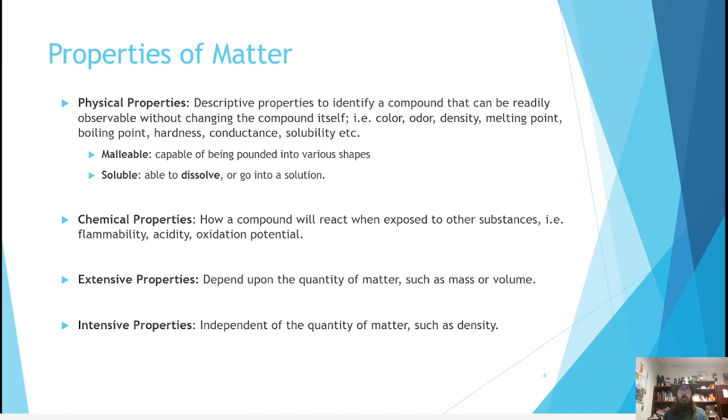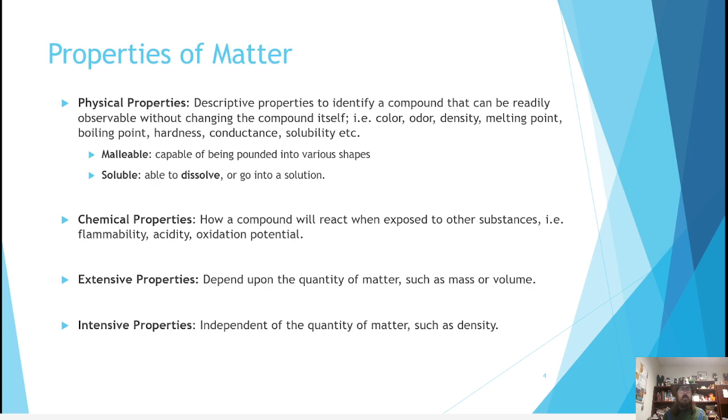Malleable, capable of being pounded into various shapes. So when we hit a metal, it's malleable, it will bend rather than breaking. You hit a sugar cube with a hammer, it's going to shatter. You hit a piece of steel with a hammer, it's maybe going to dent, smush out, but it's not going to shatter. You hit a crystal with a hammer, it's going to shatter. But not so much with a piece of copper. And as I said, solubility.